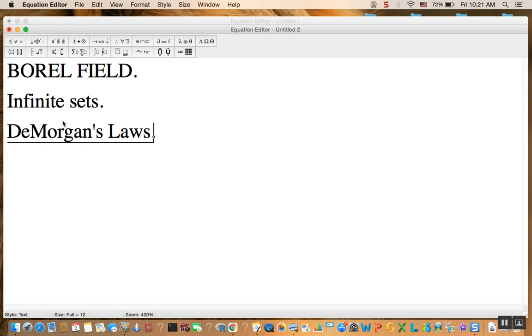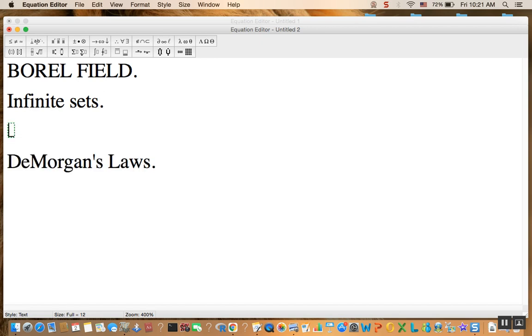Well, let's begin with infinite sets. What I want you to bear in mind is that not all infinite sets are equal. Not all of them are the same. It turns out that infinite sets come in two different flavors. One of them a countable set, the other one a non-countable set. Let me give you the definition of a countable set.